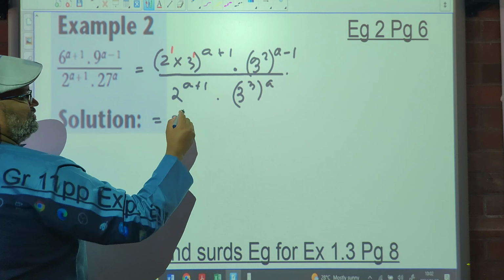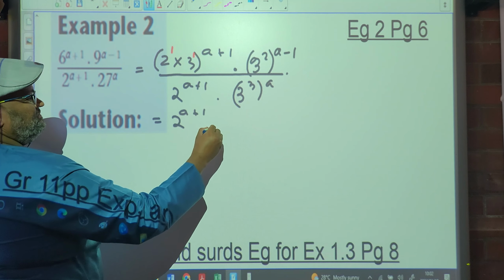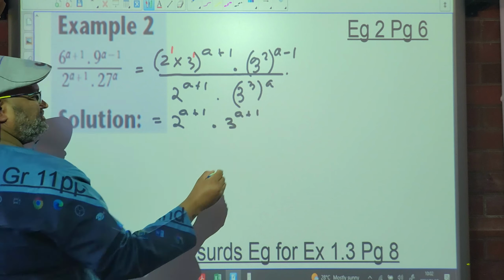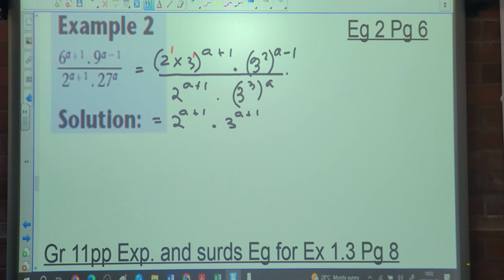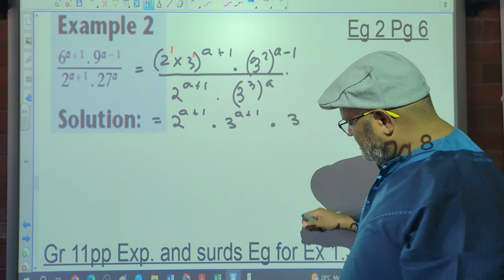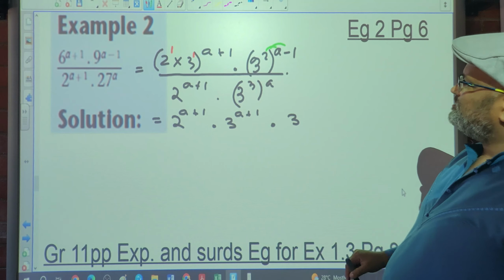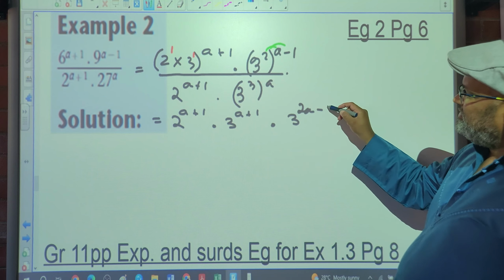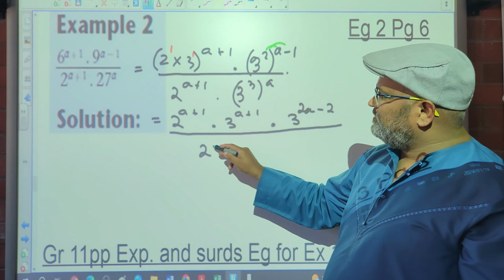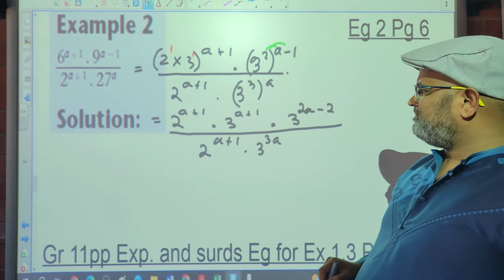You all agree with that? Yes. So this will be 2 to the 1 times a plus 1, that's a plus 1, times 3 to the a plus 1. Again, we're going to get rid of these brackets by multiplying the exponents. 2 times a is 2a minus 2. And this is all over 2 to the a plus 1 times 3 to the 3a.